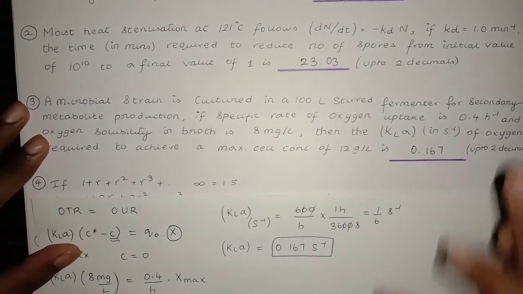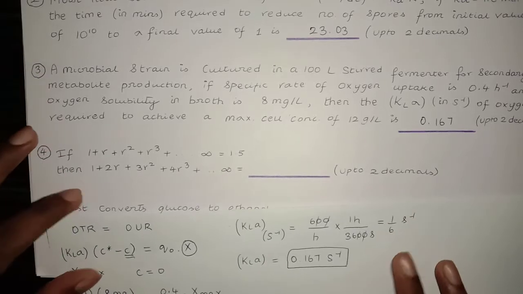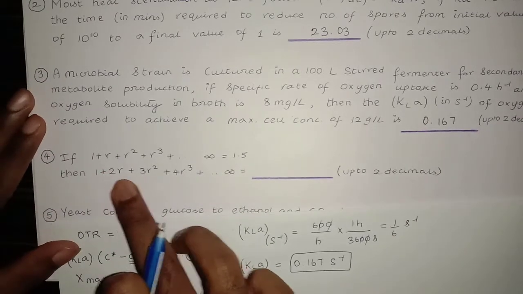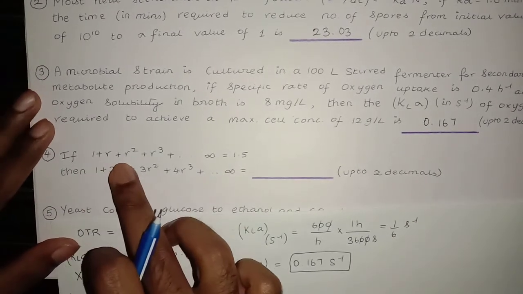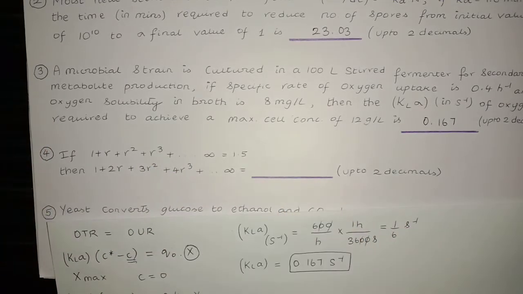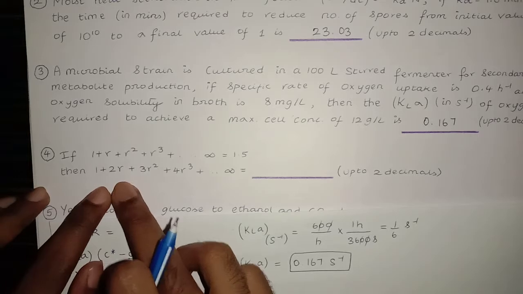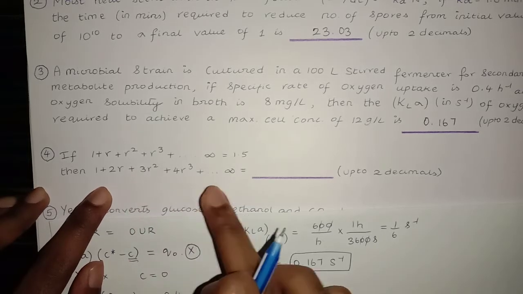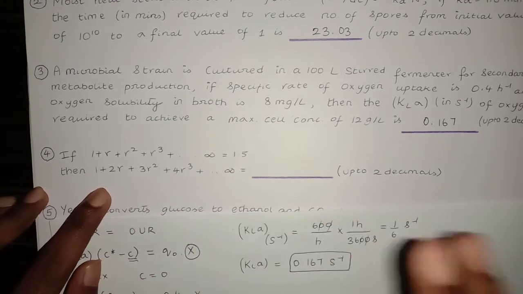0.167 1/s. If we have a mathematical problem, that is 1 plus r square plus r cube plus up to infinity is equal to 1.5, then 1 plus 2r plus 3r square plus 4r cube plus up to infinity is dash.